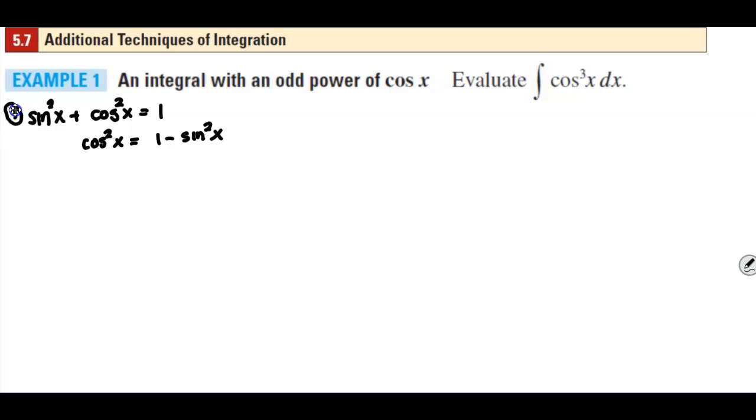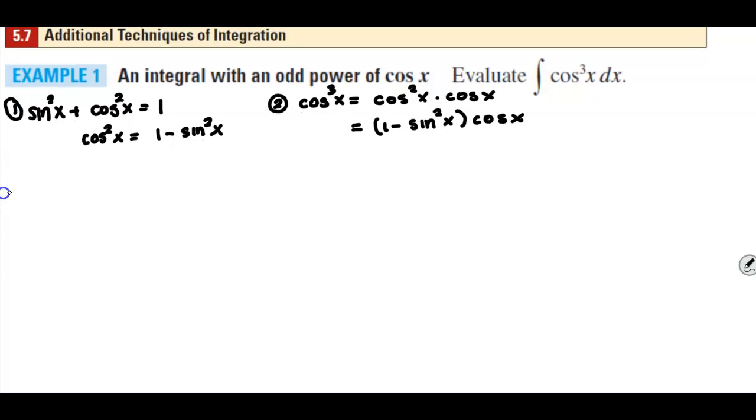So therefore, what we can do is then rewrite cosine cubed x as cosine squared x times the cosine of x. And then from here we can substitute cosine squared x with 1 minus the sine squared x, times the cosine of x. So now we can evaluate the integral by substituting.